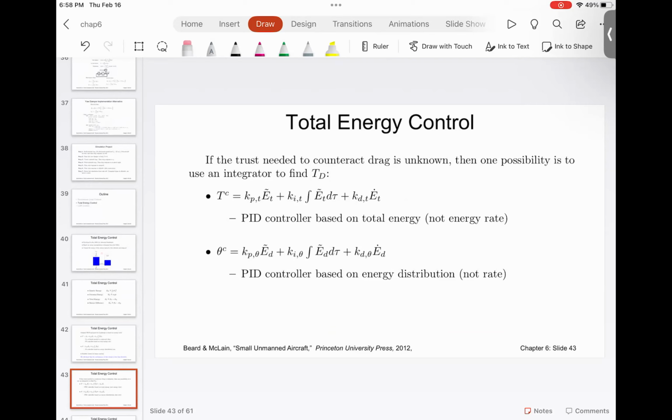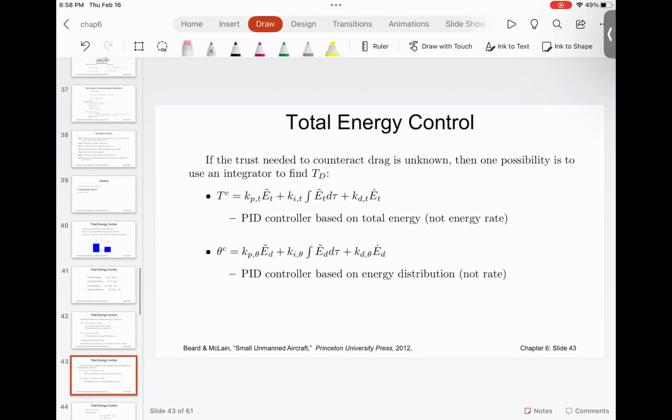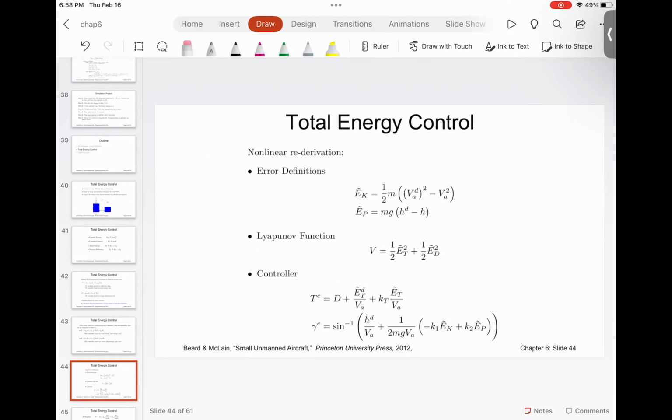But I would encourage you to go through the equations. So the idea is you design the PID control based on the total energy, and you design the PID control based on the energy distribution. So again, this is called the Lyapunov function, that is indicative of kinetic energy and potential energy.